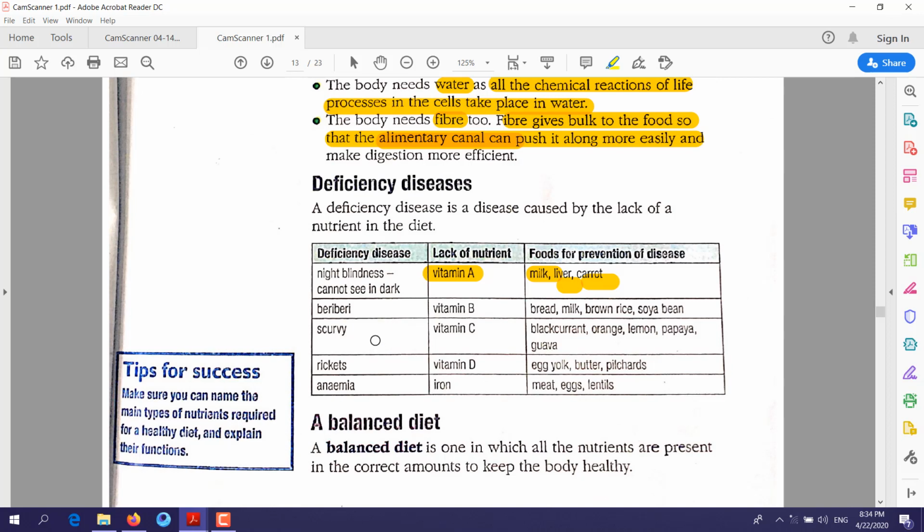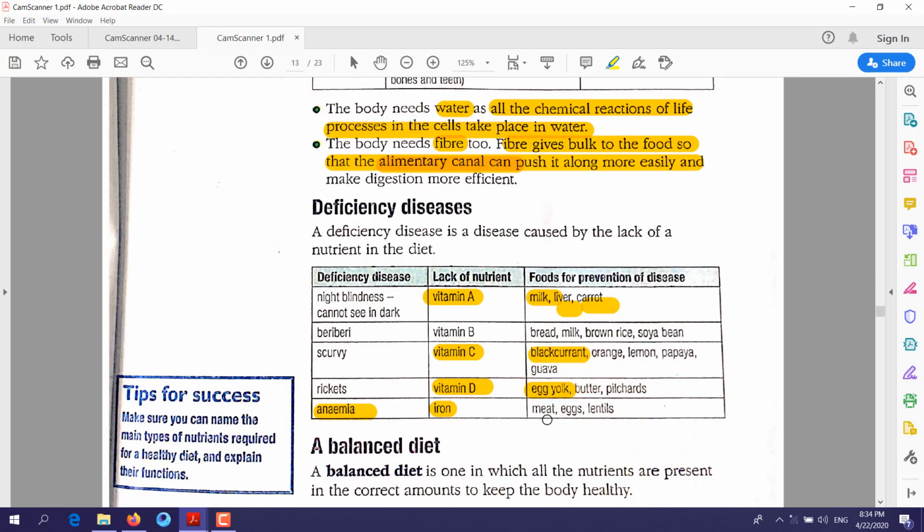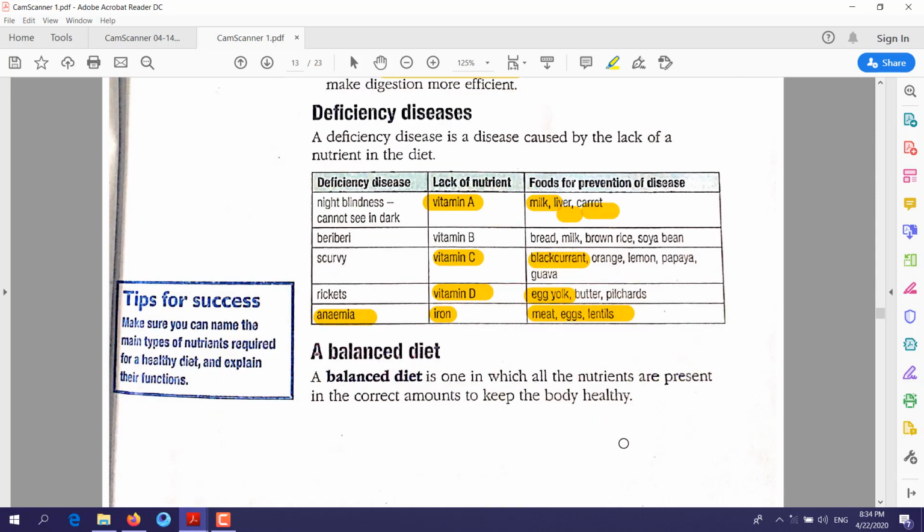Then scurvy. Scurvy is when you don't have enough vitamin C in your body. From where can you get vitamin C? Black currant, orange, lemon, papaya. Then rickets, caused by lack of vitamin D. You can get it from egg yolk. Anemia is because of lack of iron, as we explained here. From where can you get iron? From meat, eggs, and lentils.